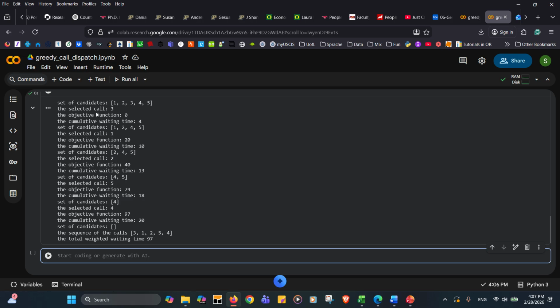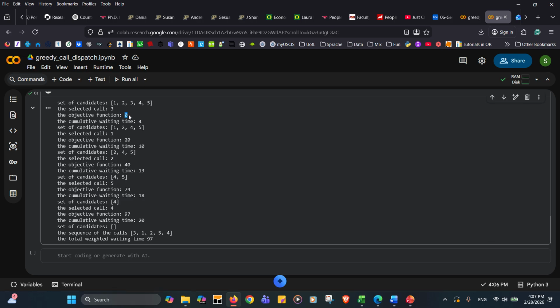So we have call number 3, the objective function is 0, there is no waiting time for this call, and after that the cumulative waiting time is the processing time, which equals 4. Then the set of candidates will be 1, 2, 4, and 5. There is no 3 anymore. And which call are we going to choose?